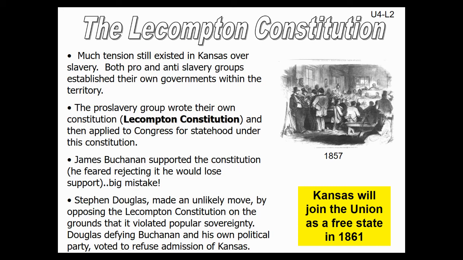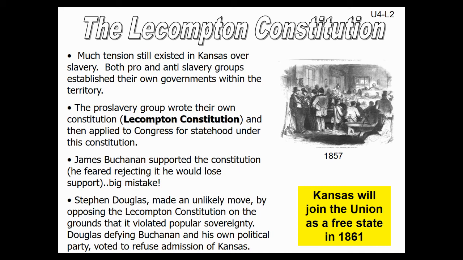Now, James Buchanan supported this Constitution. He feared rejecting it would cause him to lose support. Now, Stephen Douglas, who followed the ideas of popular sovereignty and was part of that whole Kansas-Nebraska Act, is not going to support the Lecompton Constitution. He's actually going to go against it because he thought it violated popular sovereignty.